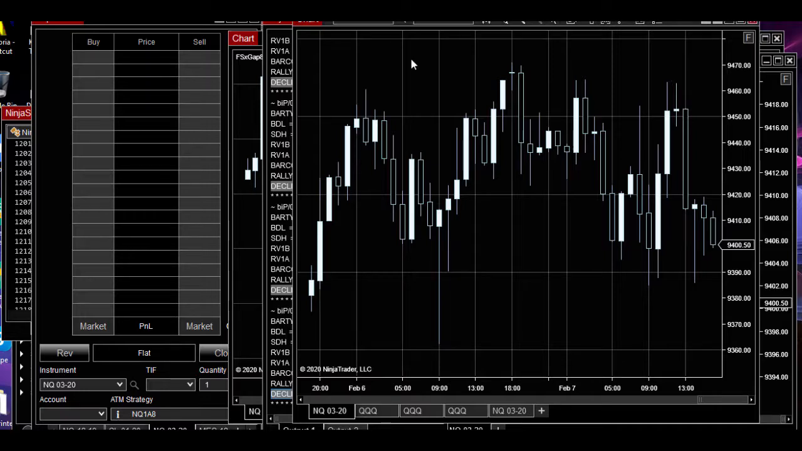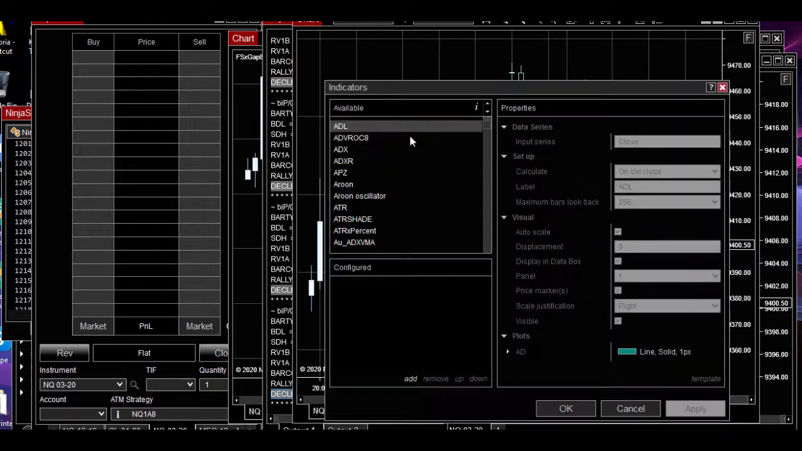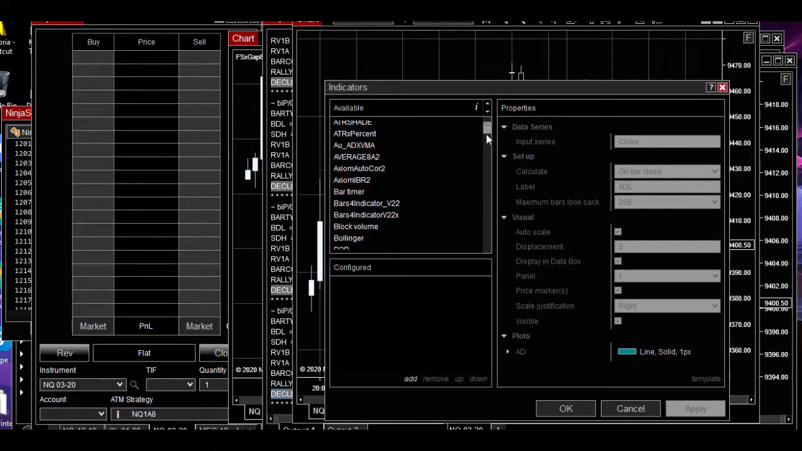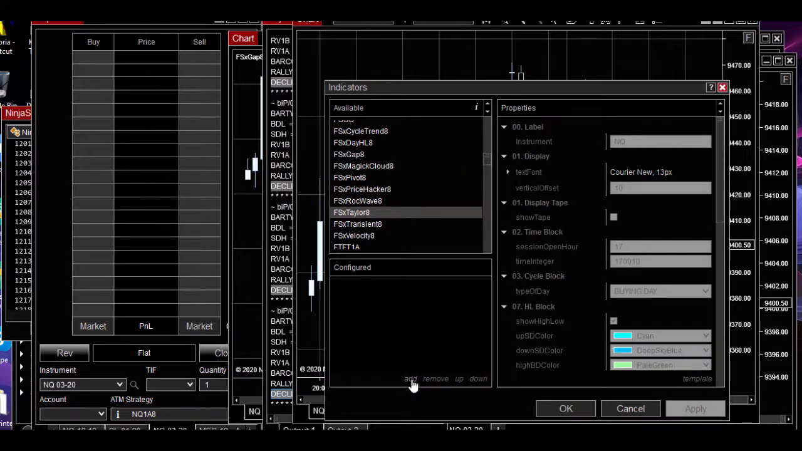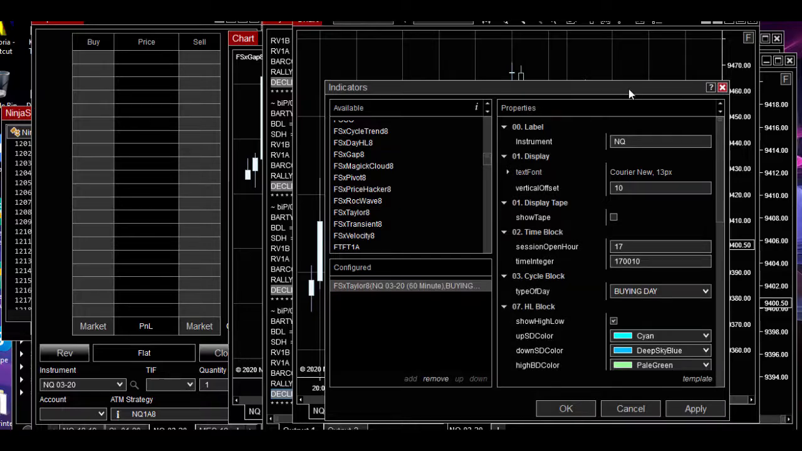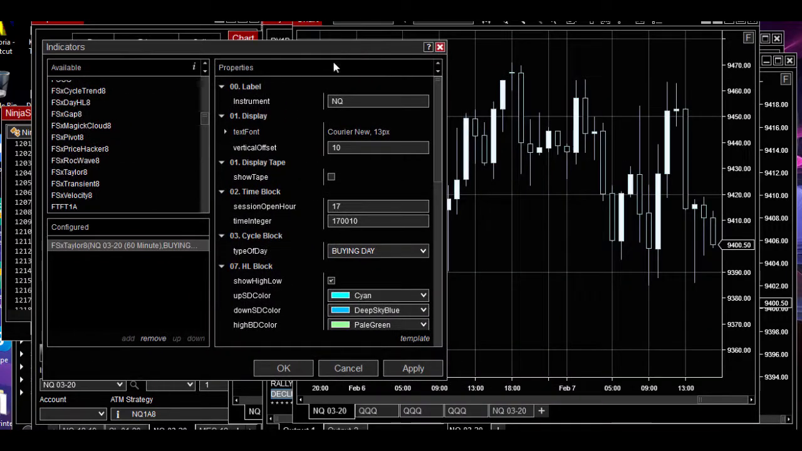Let's right-click in the black, go to Indicators, find your FSX Taylor, add. Let's go through the functions real fast. Label the instrument that you're trading to display on the chart. Here's your text font of the levels. Here's your vertical offset in pixels to display the text font above the lines.